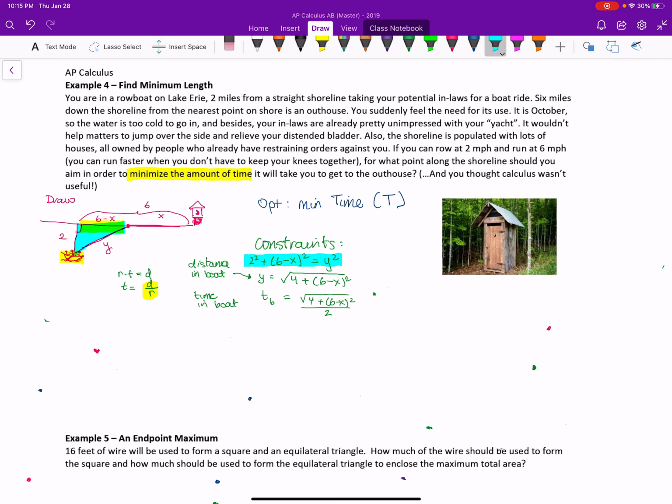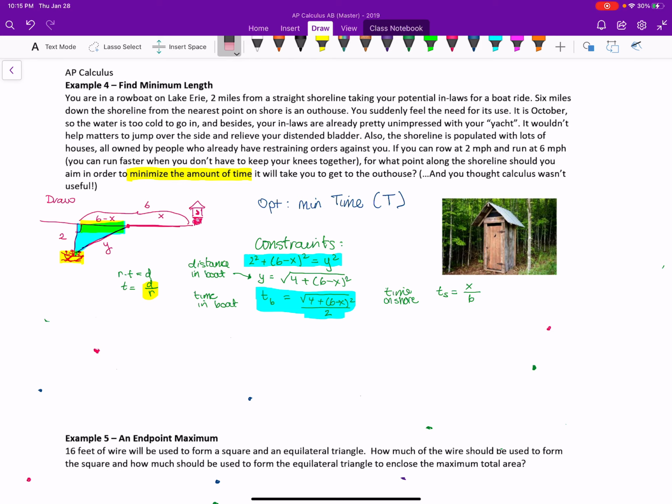And I need to find the time in the boat because I'm optimizing time. So I have to rewrite all of this in terms of time. You're told that you could row at 2 miles per hour. So I took the distance, which was y, and divided by the rate to get the time in the boat. Then we have to do the same thing for the distance we're walking or running, the rate at which we could do that, but that's a little simpler. So the time on the shore, t sub s, is equal to x over 6.